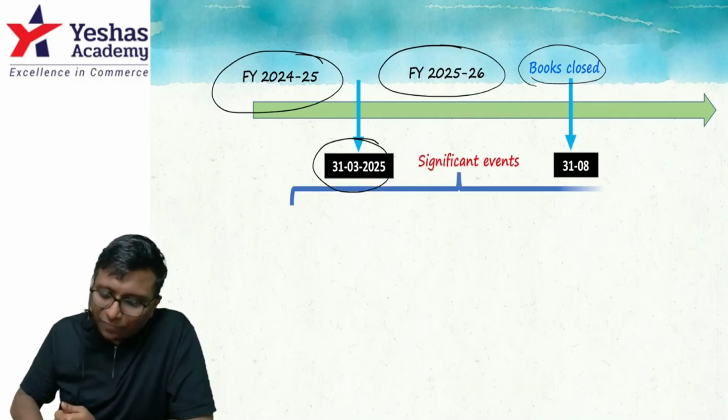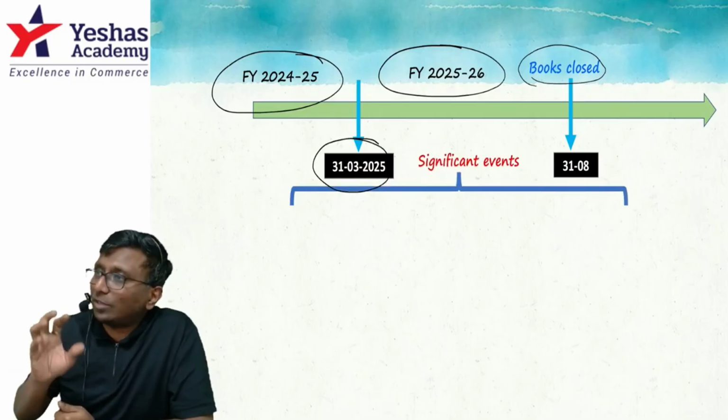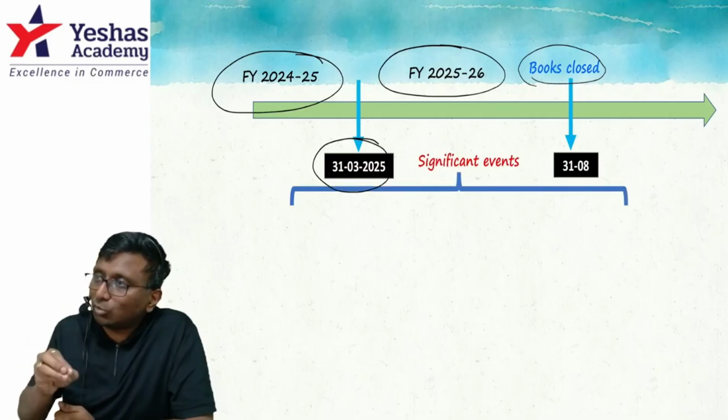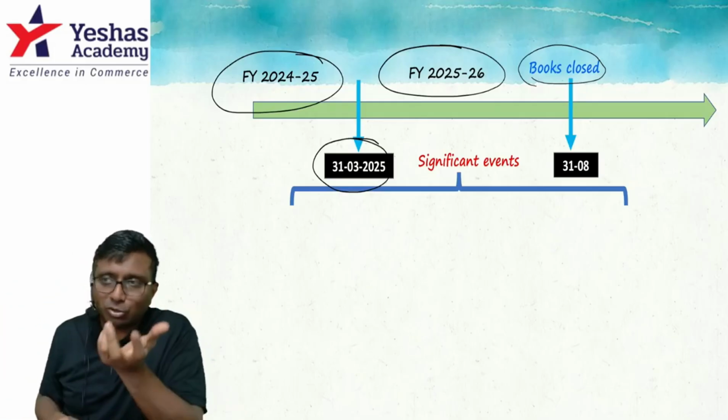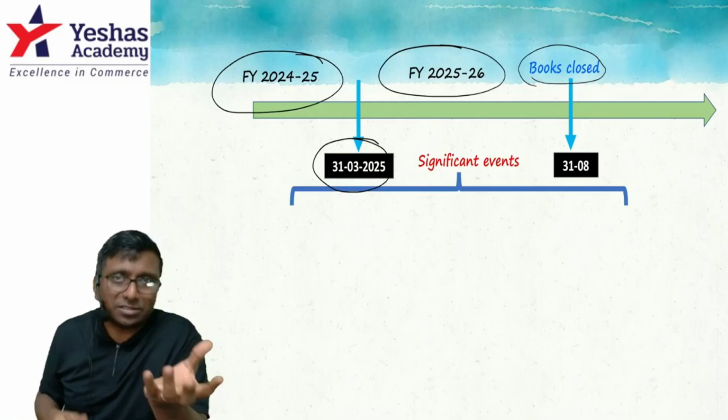The significant events which take place between these two dates are going to be classified into two. Now, what are those two? Adjusting events. This is not new.